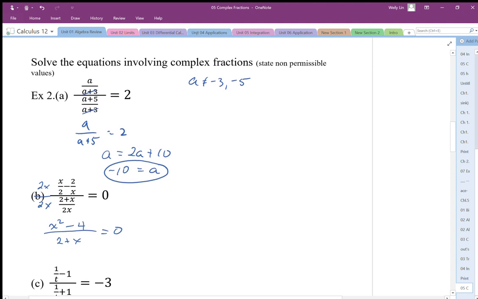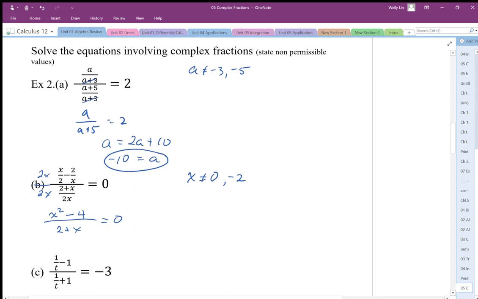Okay, I forgot to state my non-permissible values again. x not equal to 0, and x, because of that, not equal to -2. Okay, we can't have -2 either. And again, that restriction shows up right here.